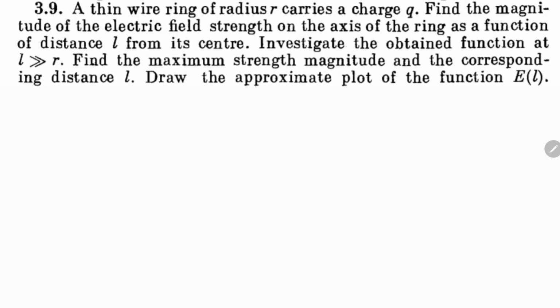So the problem is 3.9, and the problem is stating: a thin wire ring of radius r carries a charge q. Find the magnitude of the electric field strength on the axis of the ring as a function of distance L from its center. Investigate the obtained function and find the maximum strength, magnitude and the corresponding distance L. Draw the approximate plot of the function E as a function of L. So we have a big problem to deal with.